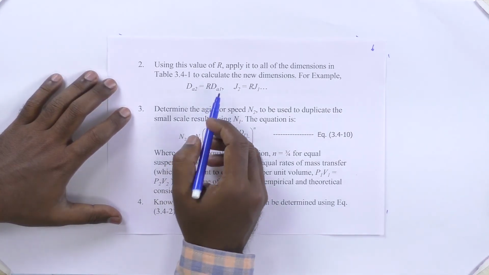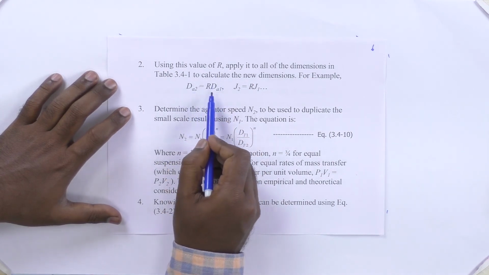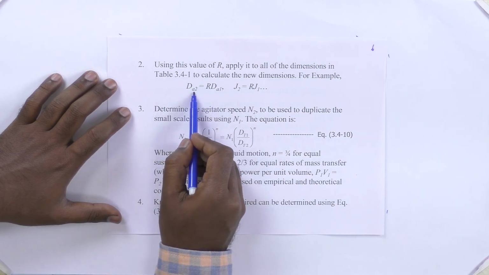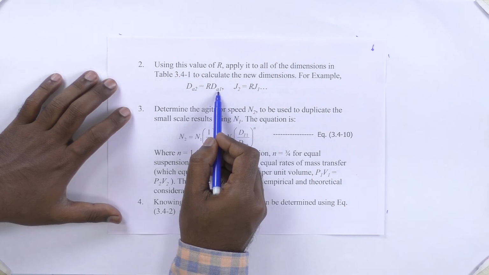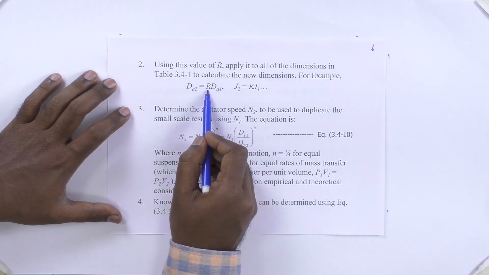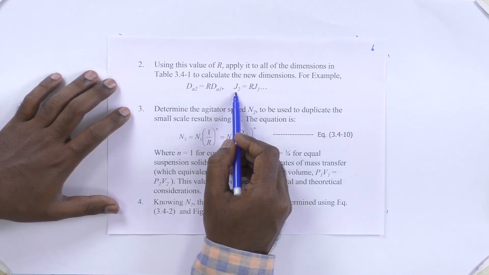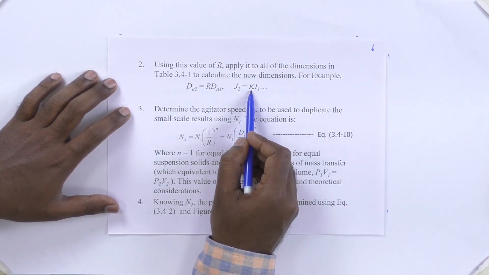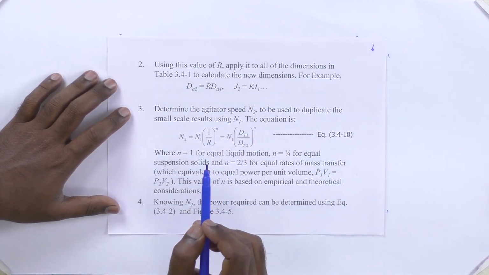So as I told you, once you calculate the scale up ratio, what you need to do is multiply the previous one's dimensions with the scale up ratio to obtain the new dimension. Say, for example, if you want to get the new impeller's diameter, then you need to multiply the previous, smaller impeller's diameter with the scale up ratio. Similarly, if you want to get the width of the baffle, then you need to multiply the width of the smaller size baffle with the scale up ratio. If you multiply, then you will get the new baffle width.